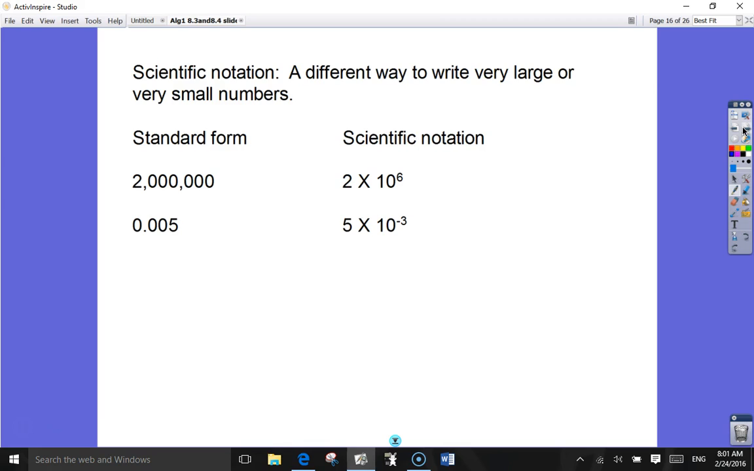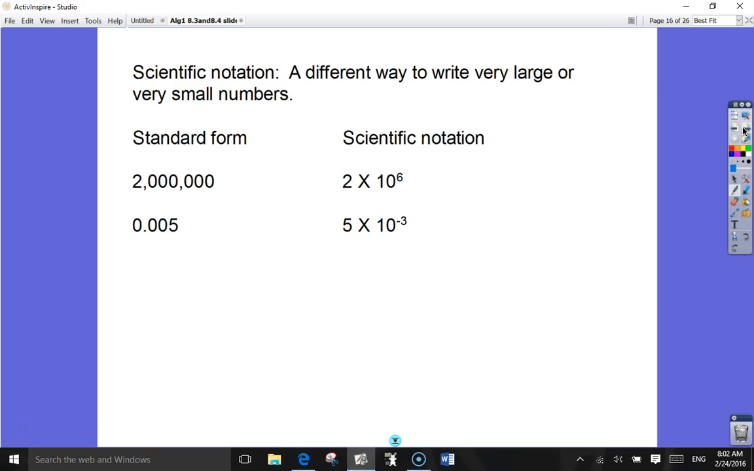Okay, so scientific notation is a different way to write really large or really small numbers. These are just a couple examples. This is what we're going to call the standard form when it's not in scientific notation, and then this will be the scientific notation. So notice here, 2 million equals 2 times 10 to the 6th.